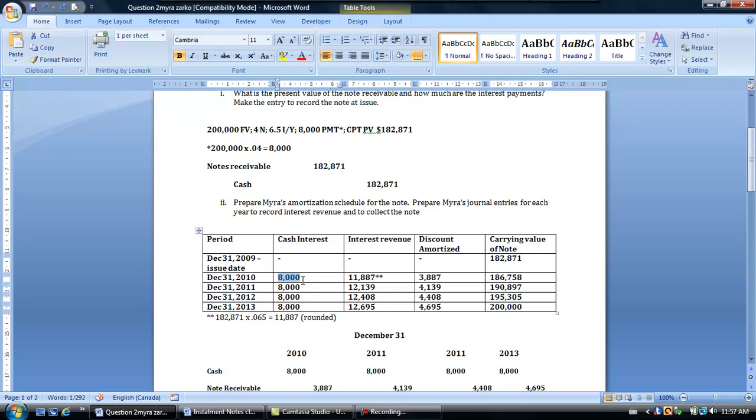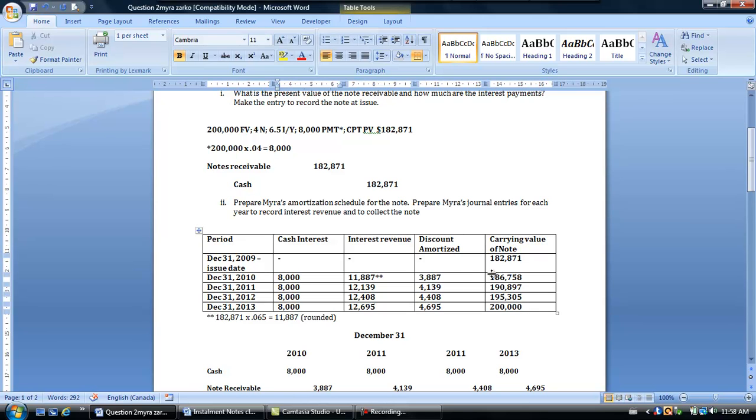So now, carrying that through, we know that in 2010, we're going to get an $8,000 payment from Zarko. In addition, we are going to book as Myra $11,887 as interest revenue, and we've calculated that down here. This $11,887 is a number that's rounded to the nearest dollar when you do the exact calculation. So therefore, we have an amortized discount of $3,887, which is the difference between the interest revenue and the cash interest you received.